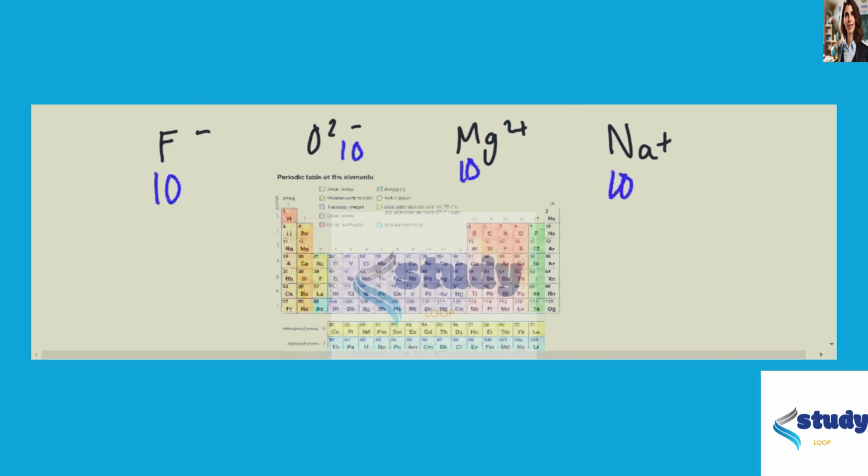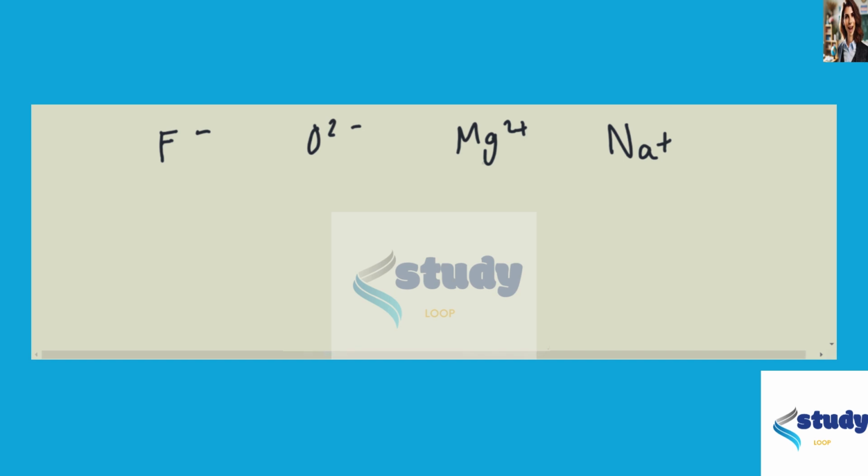So since we have the same number of electrons and the same electronic configuration, you might be wondering, how do we arrange these in decreasing radius, right? Well, there is one thing that is different about these ions, and that is the nuclear charge, because they have a different number of protons. For example, fluorine has 9, oxygen has 8, magnesium has 12, and sodium has 11. So they have a different number of protons even though they have the same number of electrons.